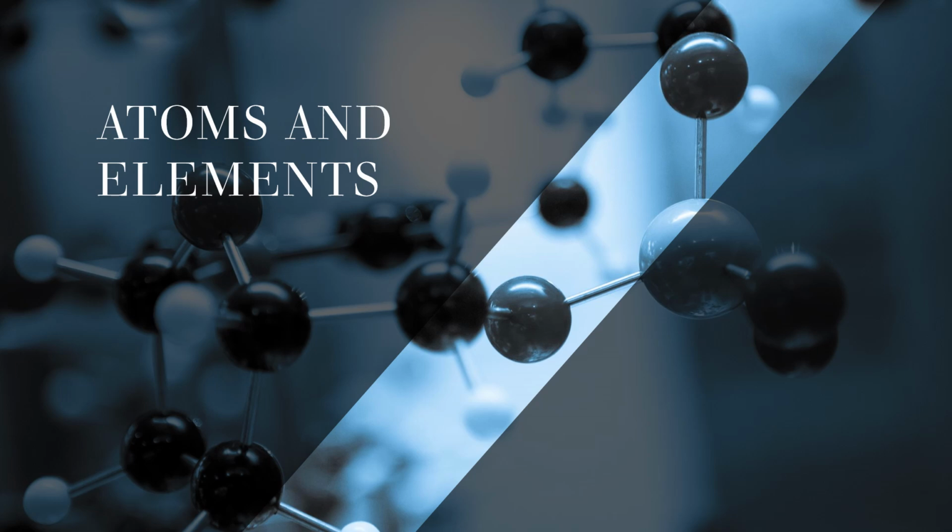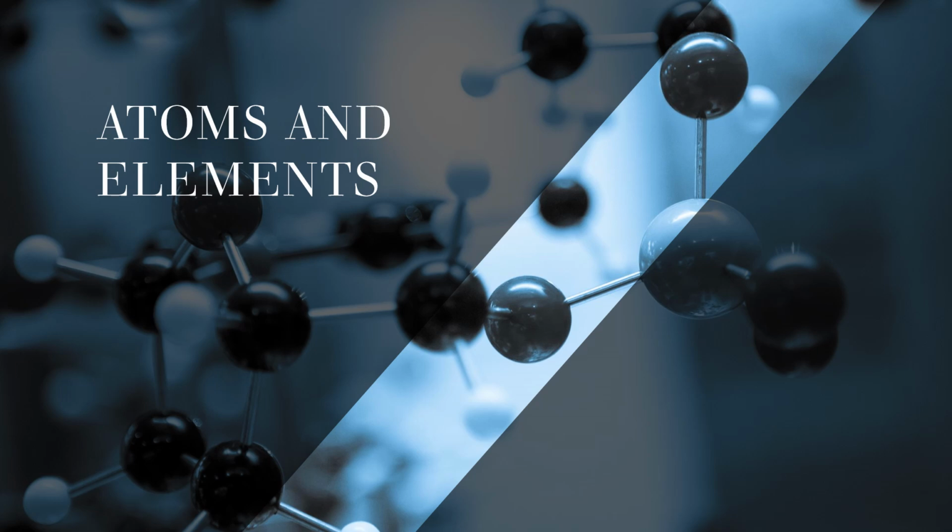Isotopes. Isotopes are atoms of the same element that have the same number of protons but a different number of neutrons. This leads to different atomic masses. For example, carbon-12 has 6 protons and 6 neutrons, whereas carbon-14 has 6 protons and 8 neutrons and is used in carbon dating. Some isotopes are stable while others are radioactive and decay over time, emitting radiation.